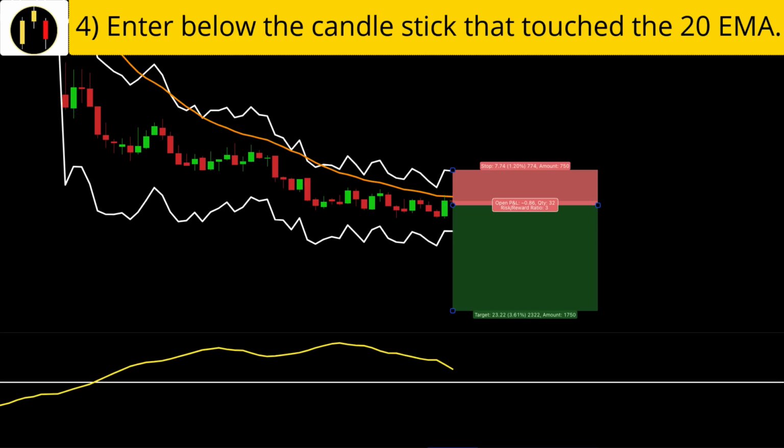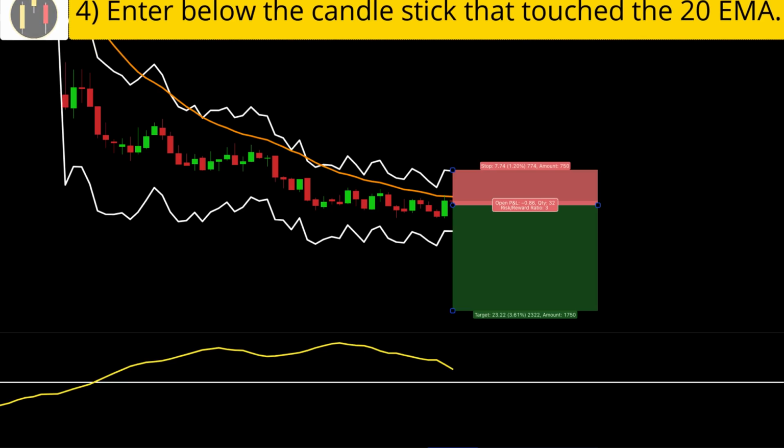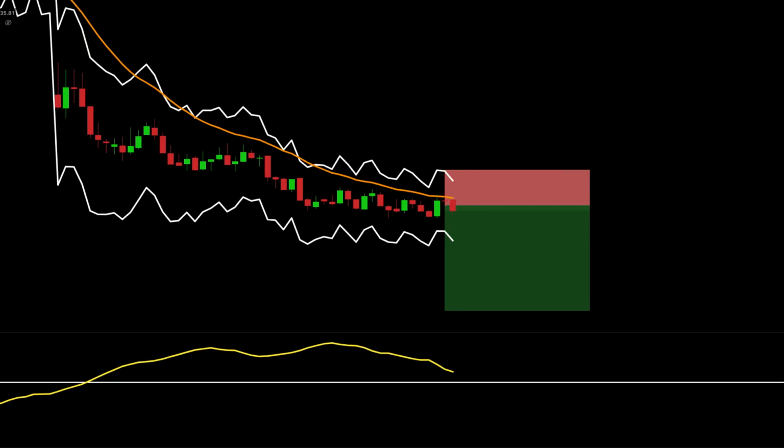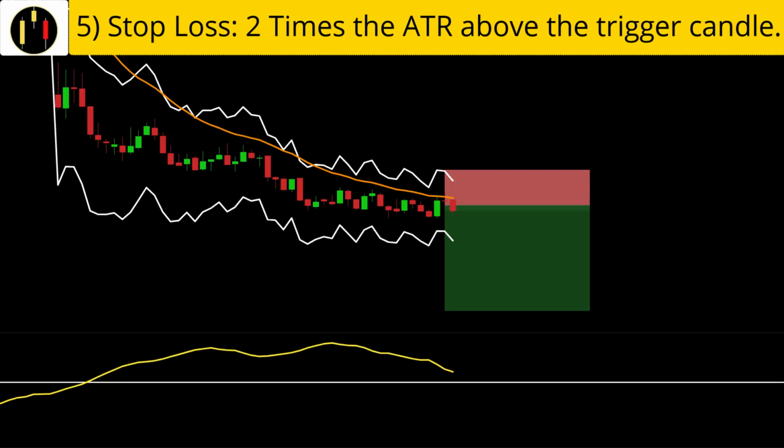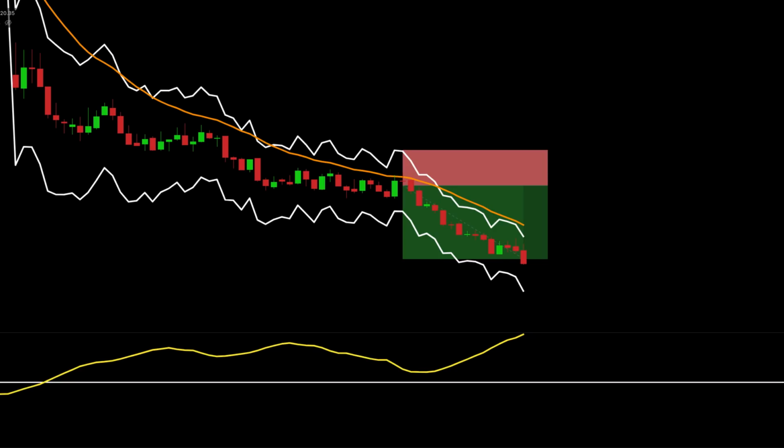Finally, we place a sell stop order below the last candle that touched the 20 EMA and keep the order open as long as price does not close above the orange line. The entry is on this candle and it serves as our trigger. The stop is placed at 2 times the ATR above the trigger candle and the target is 3 times risk. And short example 1 continues the main trend to the profit target.